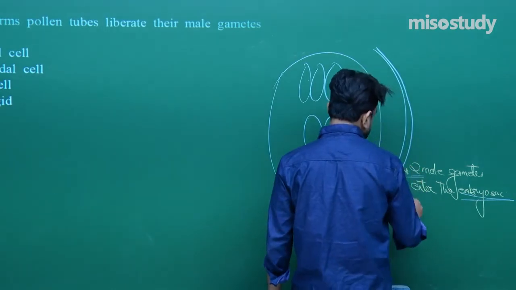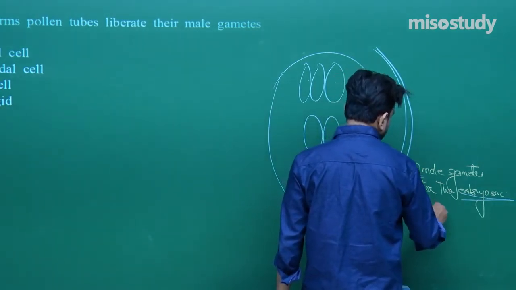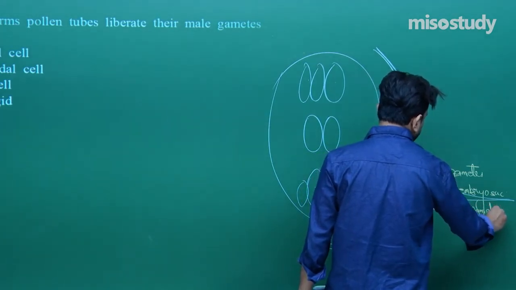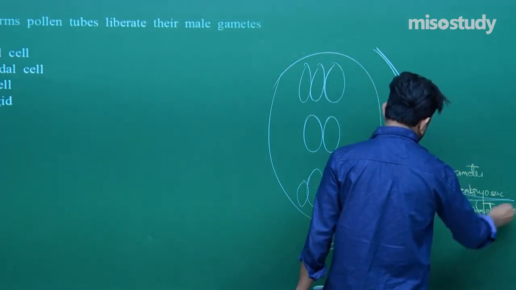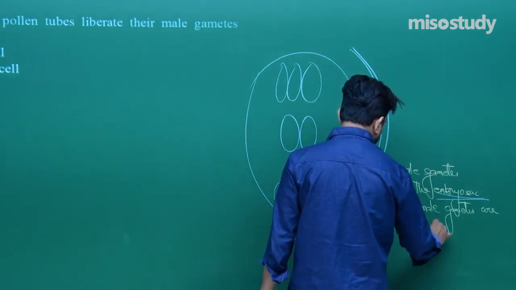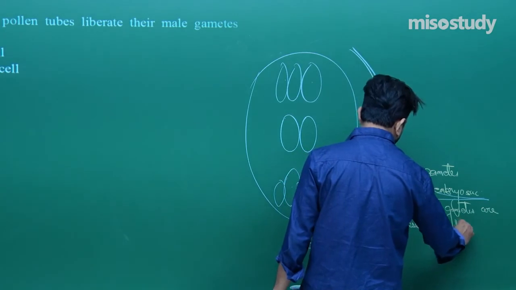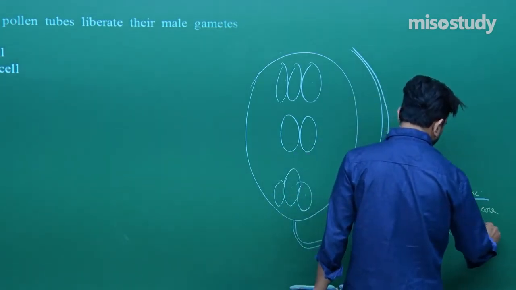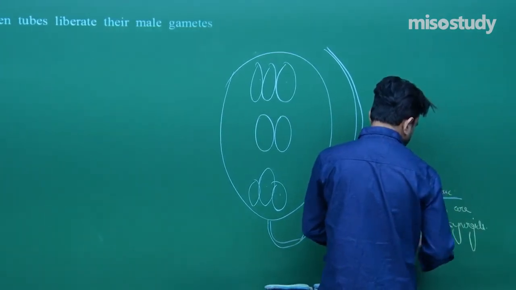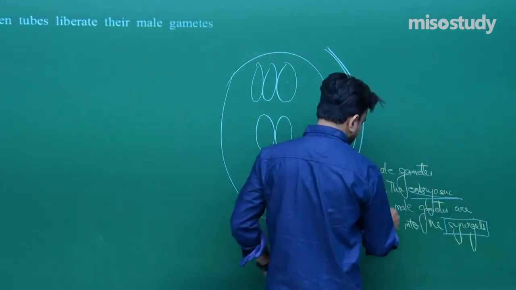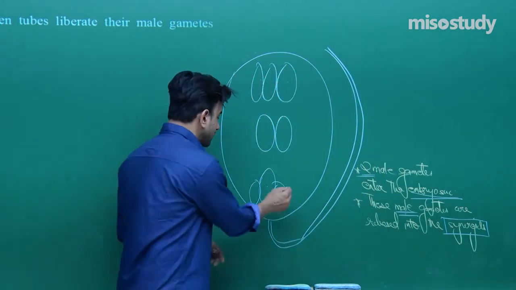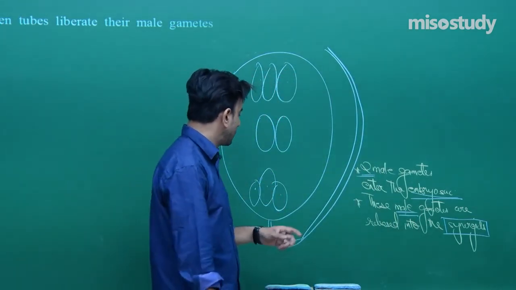These male gametes are released into the synergids. So these male gametes are released into the synergids, and then what will we see after they are released?